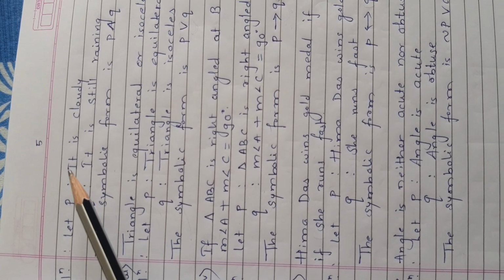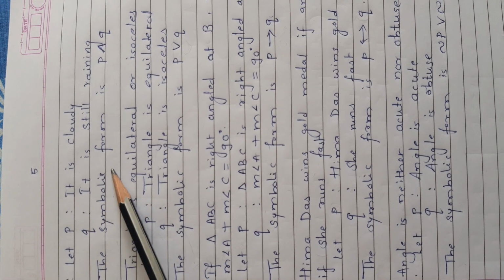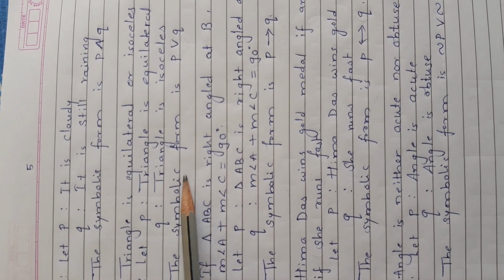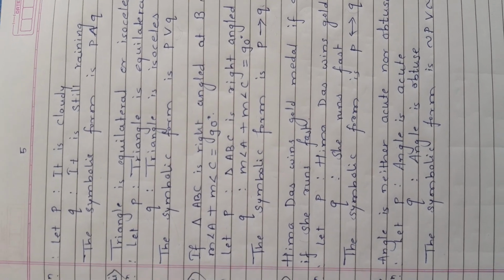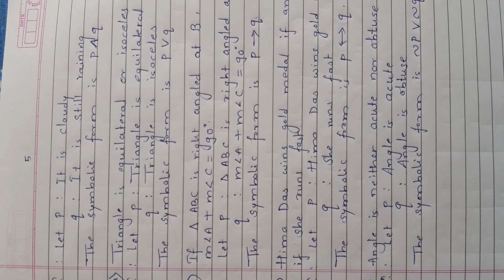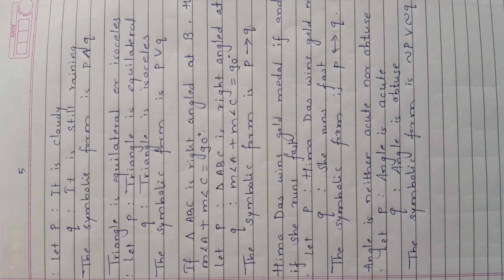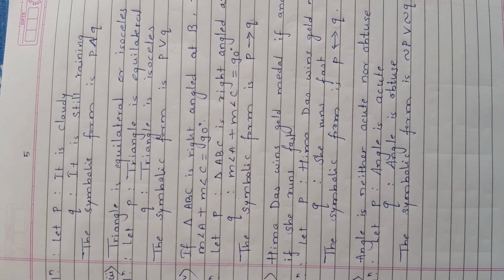Let P be the statement it is cloudy, and Q be the statement it is still raining. So the symbolic form is P and Q. In this statement we used the word 'though', that's why we are using the logical connective 'and'.